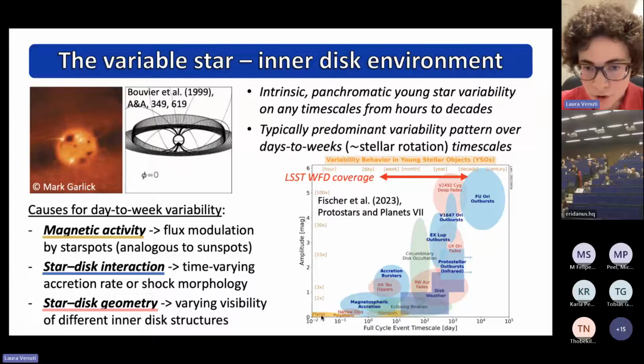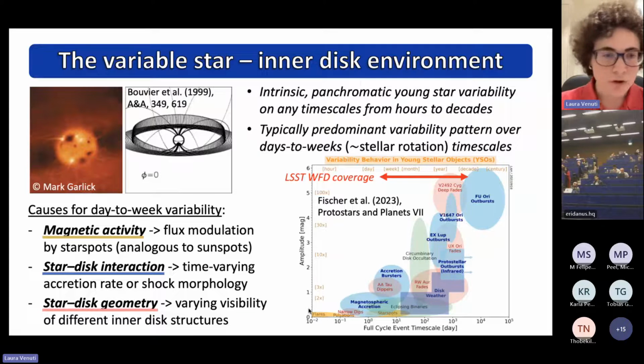So for instance, the processes shown here in gold correspond to variability driven by the magnetic activity of the star, such as star spot modulation or flares. And these processes typically correspond to a baseline variability level of young stars, above which we have more substantial variability that is driven by the accretion dynamics, shown here in blue, that leads to a different distribution of accretion shocks at the stellar surface that can change depending on the accretion efficiency.